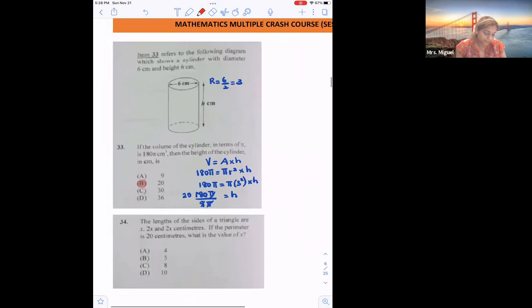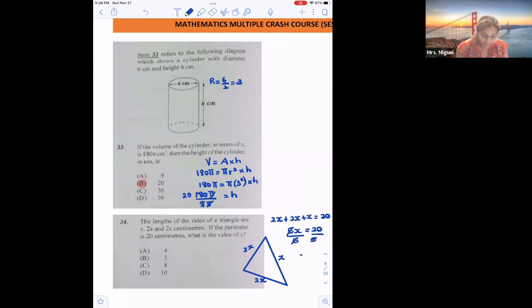Number 34 is the length of a triangle. So it will help if we draw a triangle. And it is an isosceles because here is 2x and here is 2x. And this is x. What is the value of x? 2x plus 2x is 4x plus 1x is equal to 20. So 5x is equal to 20. We divide by the number in front of the x. X is equal to 4.